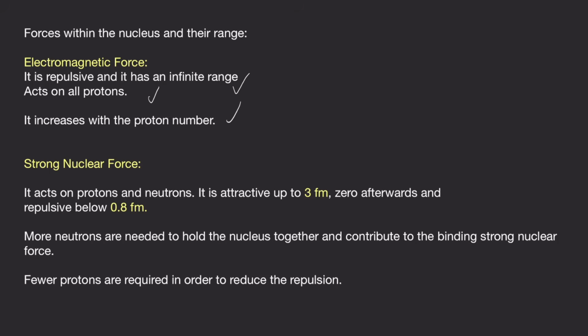Counteracting this, we have the strong nuclear force, which acts both on protons and neutrons. It is attractive up to 3 femtometers, 0 beyond, and is repulsive below 0.8 femtometers. The final repulsive portion just ensures that there is not a total collapse of the nucleus. In general, more neutrons are needed to hold the nucleus together and contribute to the binding strong nuclear force. Fewer protons are required in order to reduce the repulsion. And this is what keeps the nucleus in balance.